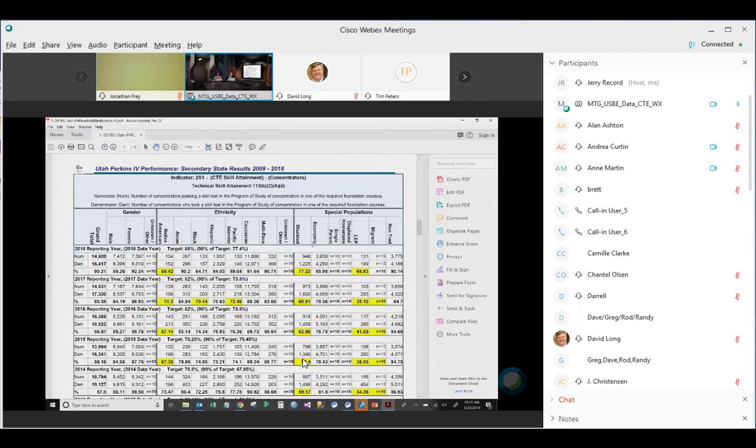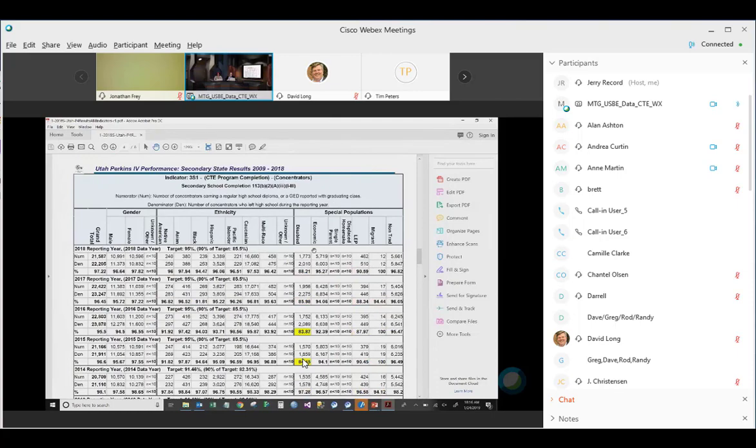CTE Skill Attainment. These are the skill cert exams, and concentrators are that group which we are looking at for this report. We jumped from prior years, at least 4 prior years, and exceeded it by almost 4 points, more than 4 points.